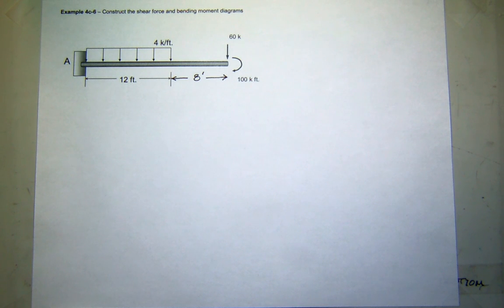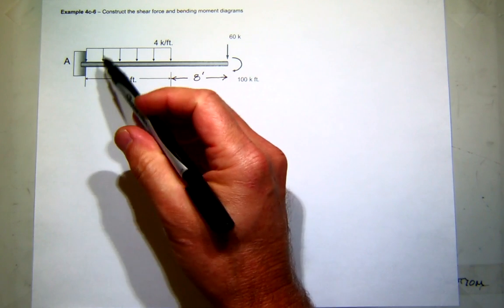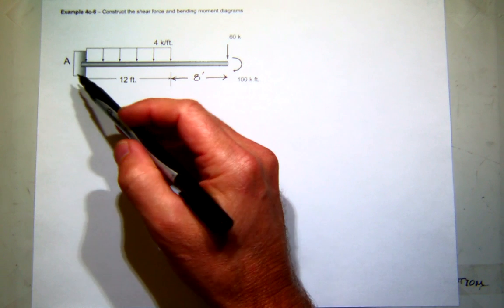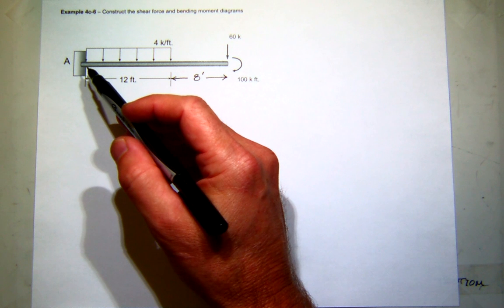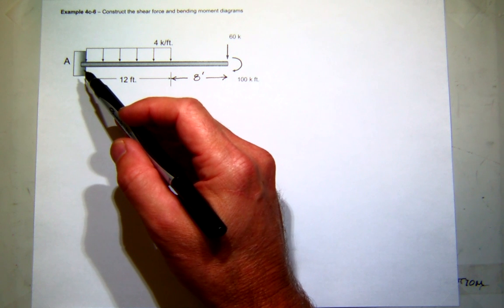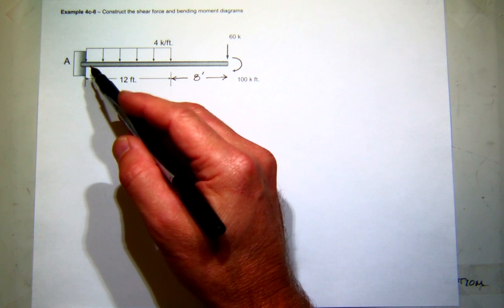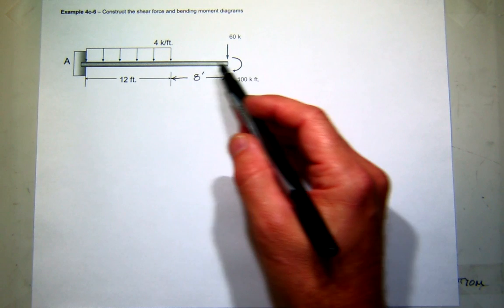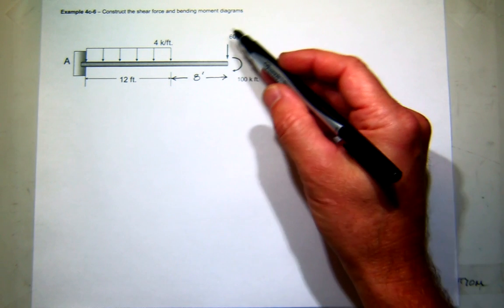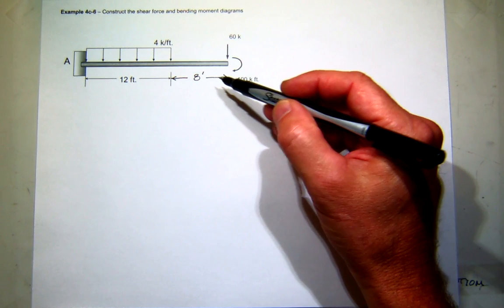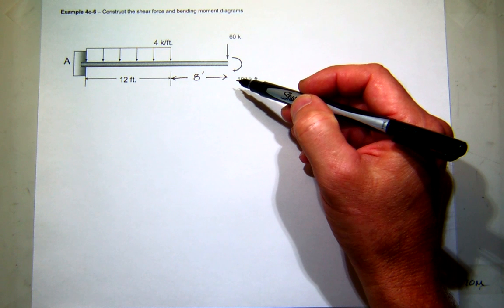Okay, so in this problem, we want to draw the shear force and bending moment diagram for this beam. You can see it's a cantilever. So we're going to first start by finding our reactions and determining what the shear and moment will be at A. And then we'll use our differential relationships to complete the diagram.